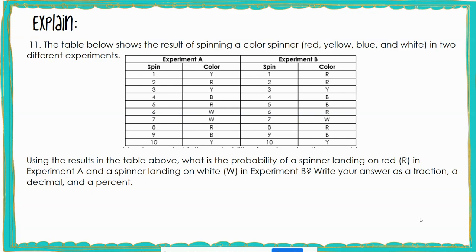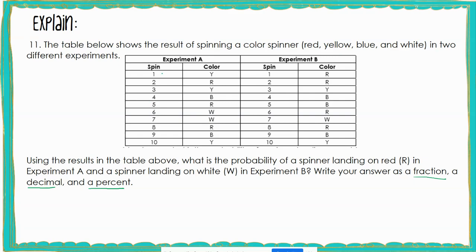Now let's look at number 11. For number 11, you see a table that shows the result of spinning a color spinner. Your spinner has red, yellow, blue, or white, and we do this experiment 2 times. Each experiment you can see occurs 10 times. We're going to use the results from the table and find the probability of a spinner landing on red in experiment A and landing on white in experiment B. We want to also make sure we write our answer as a fraction, a decimal, and a percent.